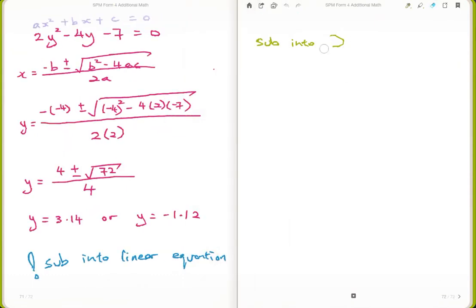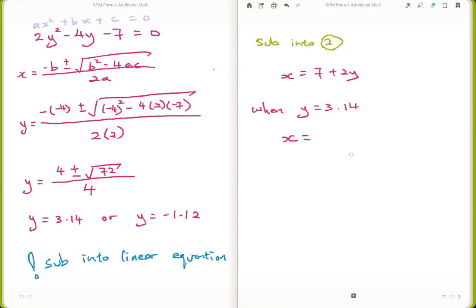Let me erase it. Equation 2. Make sure you are consistent in your work, whereby x is equal to 7 plus 2y. When y is equal to 3.14, my x would therefore be, put in your calculator, straight away you should get the answer to be 13.24.